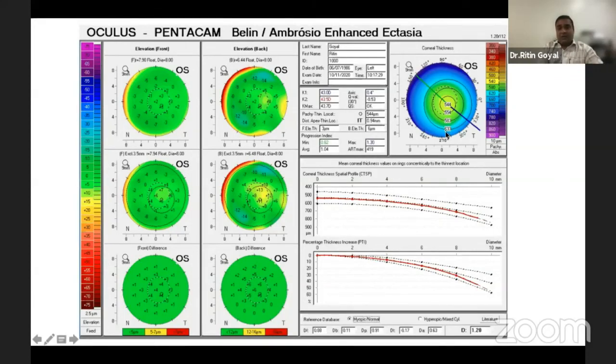This graph is actually a mean of the 360-degree meridians, and this is showing the minimum pachymetry being 544 in this case. As you move 2 mm in a concentric circle right here, it goes up by so much, and by 4 mm it goes up by so much, and at 6 mm it goes up by so much. The dotted lines on either side are actually the 95% confidence intervals of a normative database, and this has been shown in an exponential way in the percentage thickness increase. It is essentially the same graph, but should this line fall outside of the 95% confidence intervals, it means that the cornea is not normal.